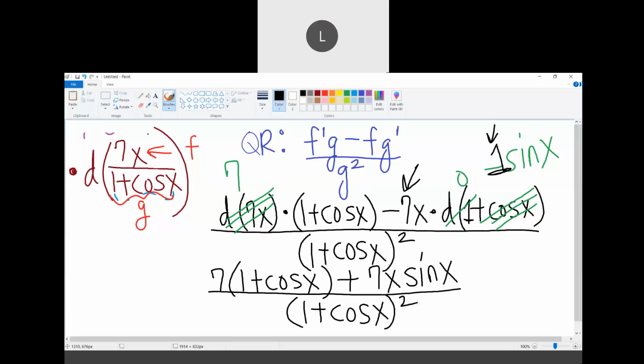So the derivative of cosine is sine? Negative sine. Oops, negative, sorry. Forgot my negative there. Yes, sir. The derivative of cosine is negative sine.